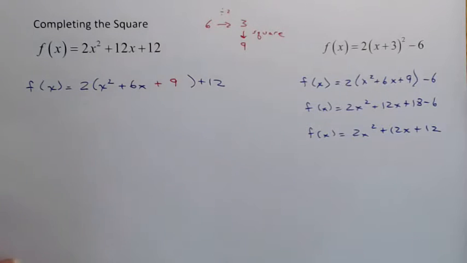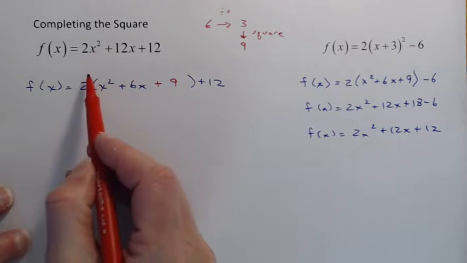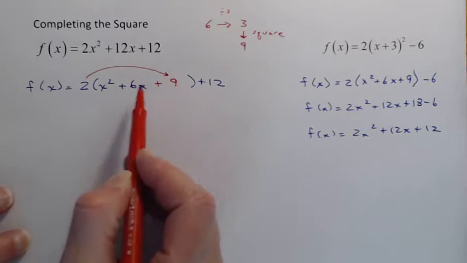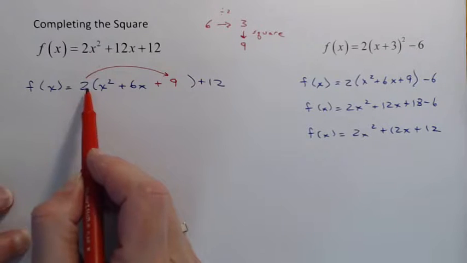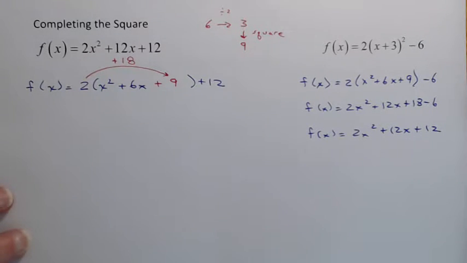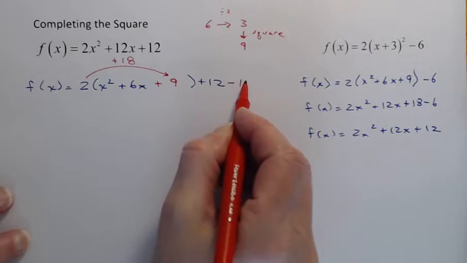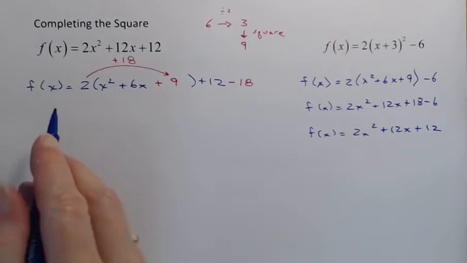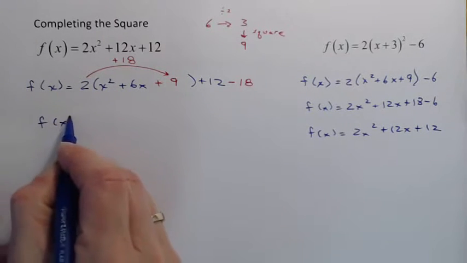Now we just changed the problem. We can't just write a plus 9 and change the function. So we have to do something to balance that off. Now we have to be a little bit careful, because we wrote plus 9. Since it's in a parentheses being multiplied by 2, we really added 18 to the function. The only way to offset that is to also subtract 18.